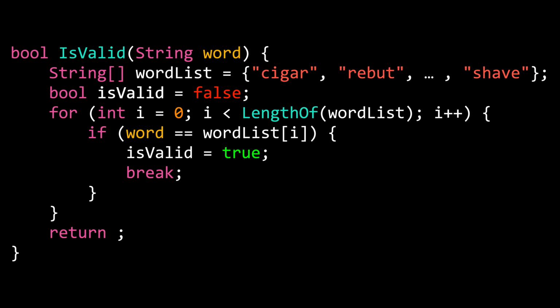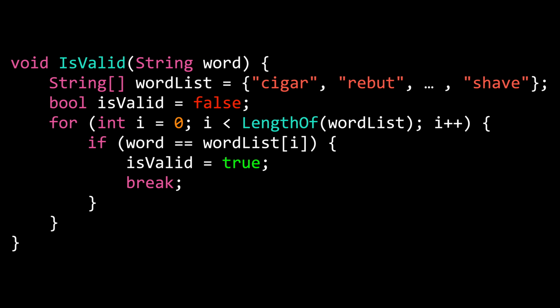To make the code neat, a good practice is to store the return value in a variable. Remember, the parameter and return value are both optional. When there's no return value, the data type void is used.